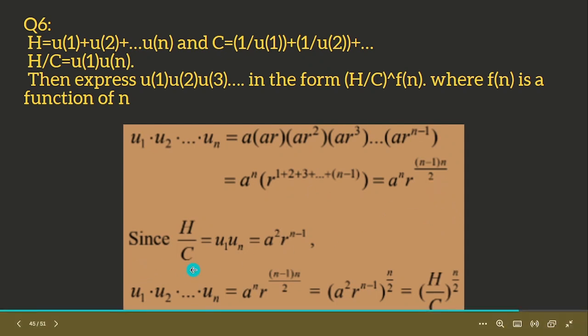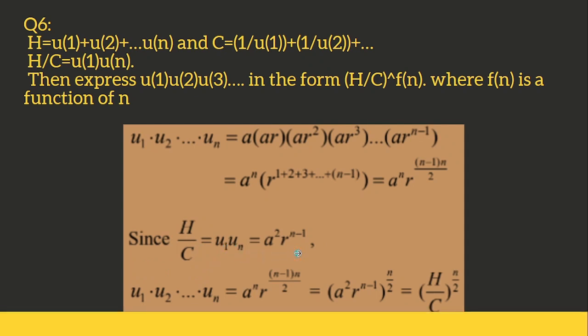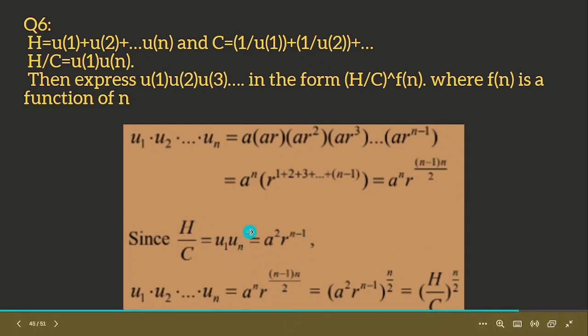Then since we try and do some observations, we see that h over c is equal to u1 un, equal to a squared over r power n minus 1 based on the first half of the question. So we try and compare and force fit something inside. If we try and turn this into this, we realize that we can get the 2 inside by dividing by 2, then we can keep the n minus 1 here, put this n outside, and that's how we get our h over c to the power of l over 2.